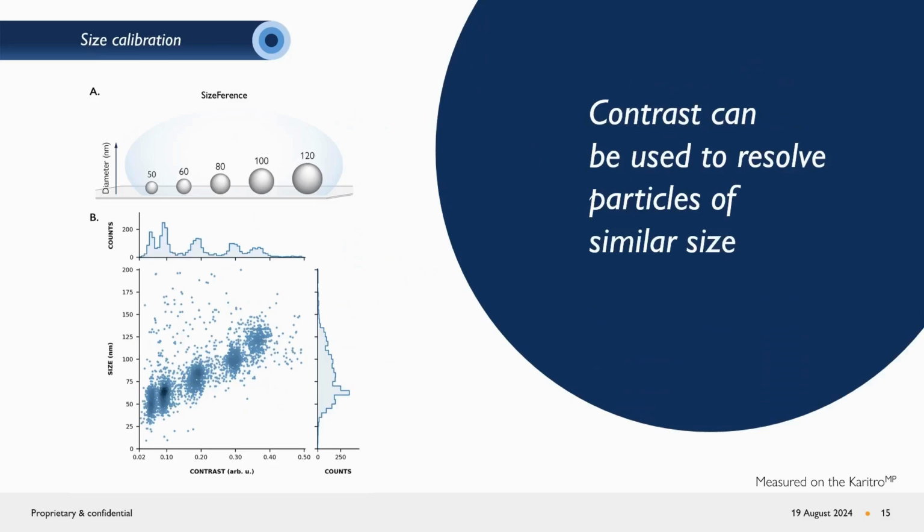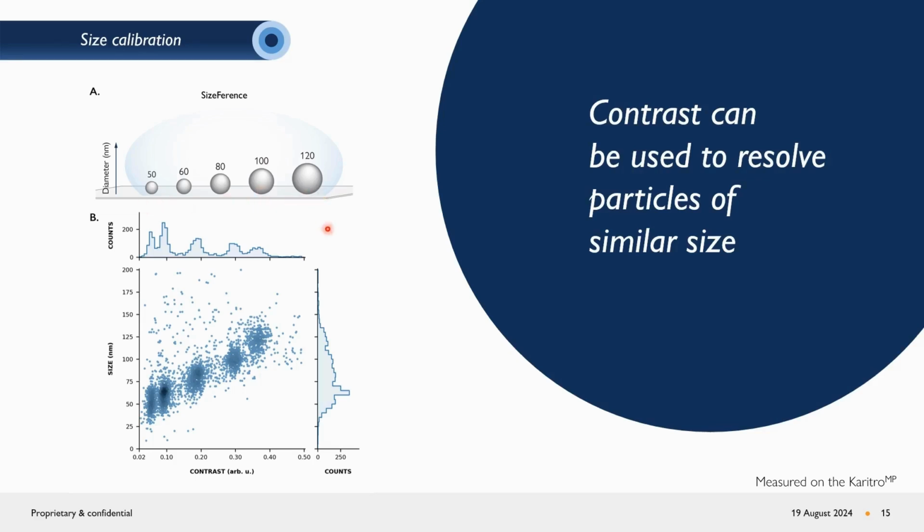I would like now to show you how contrast can be used to resolve particles of similar size. And specifically here, what we are showing are the data of our size calibrant, which is called Sizeference. This is an equimolar mixture of 5 populations of silica beads, ranging from 50 to 120 nanometers.